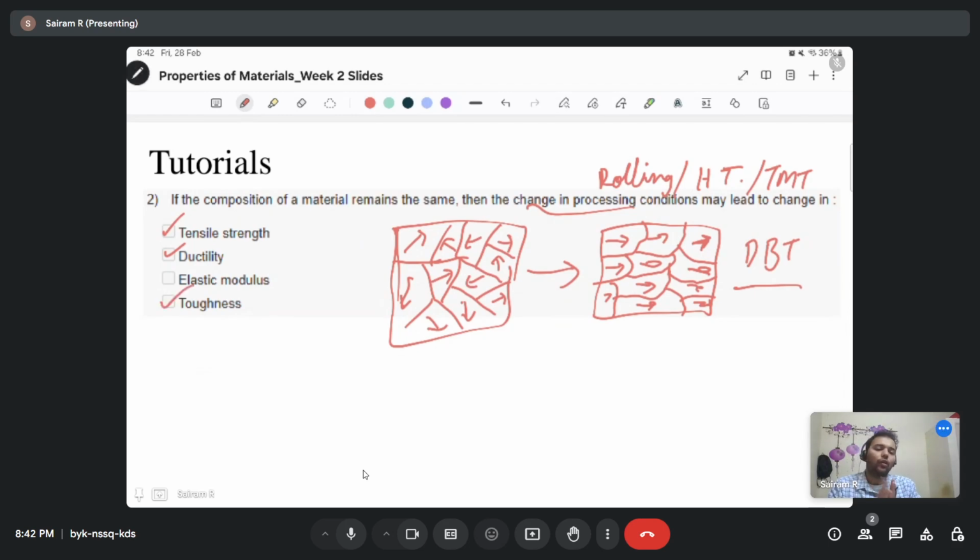However, what did we learn when we studied the theory of elasticity and the atomistic nature of elasticity? The elastic modulus, or E, let's say, depends only on the nature of bonding between atoms at a certain composition.